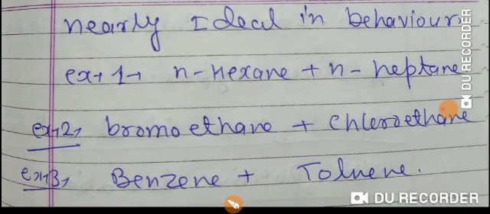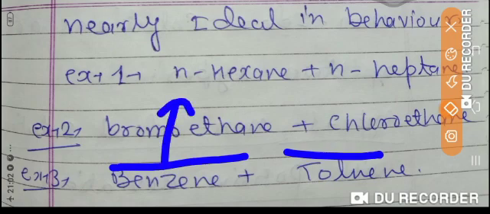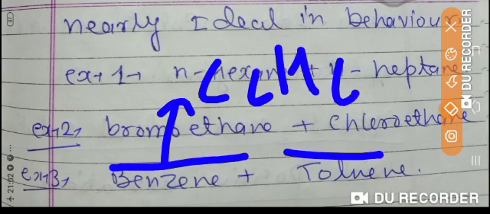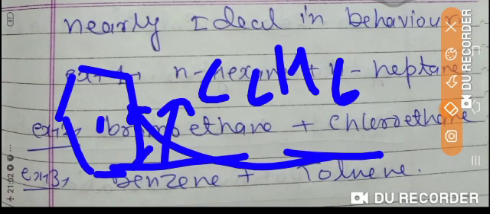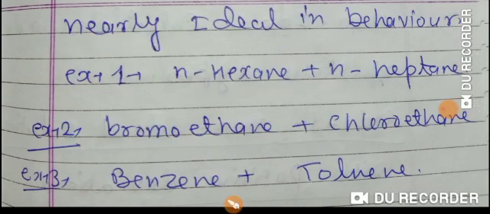The next example, students, is when you mix benzene and toluene. What is benzene? You know the formula, C6H6. And what is toluene? Toluene is benzene with a CH3 group attached at one position, and this is your benzene. So if we mix both liquids, benzene and toluene, the resulting solution would also be an ideal solution. So these are the examples and conditions of the ideal solution I explained. Now come to the non-ideal solution, students.